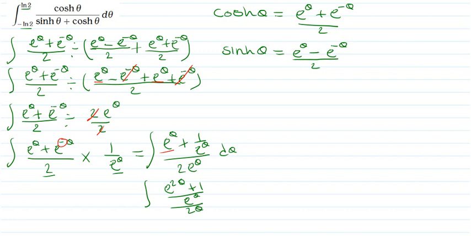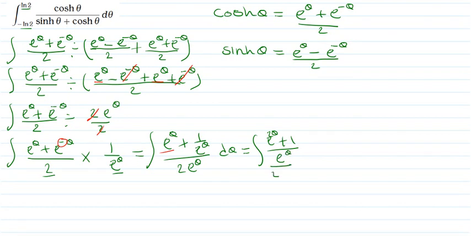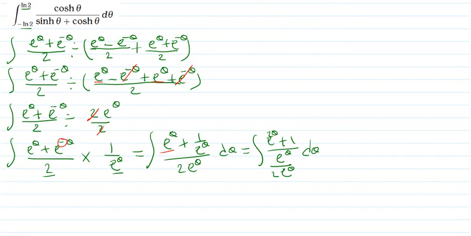So just create some space here. This will be equal to the integral of (e^(2θ) + 1) over e^θ, all over 2e^θ... Simplifying this, we have a dθ here. Simplifying this, we're going to have the integral of (e^(2θ) + 1) over 2e^θ dθ.